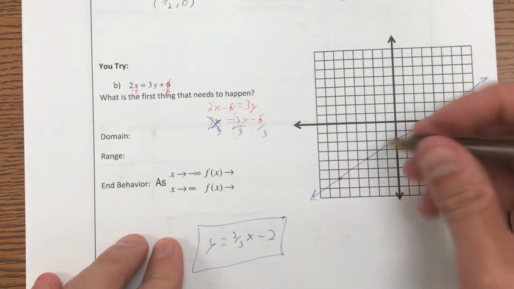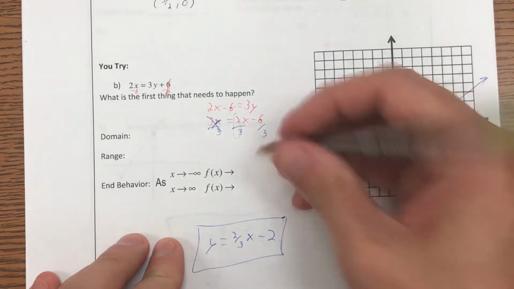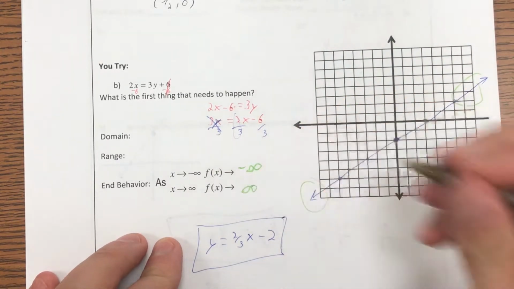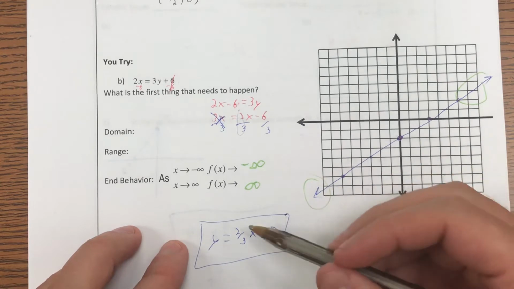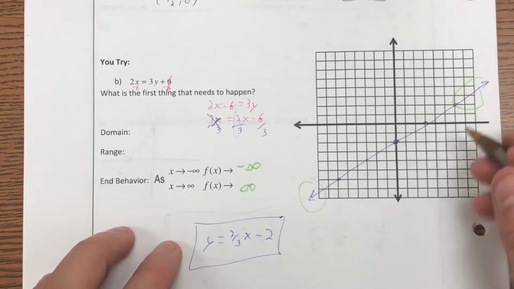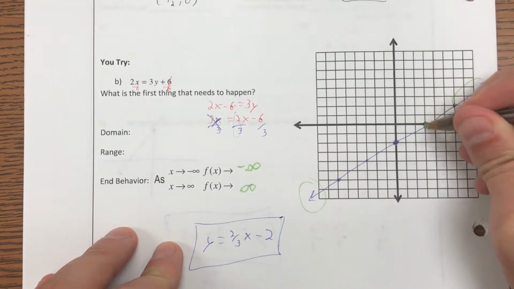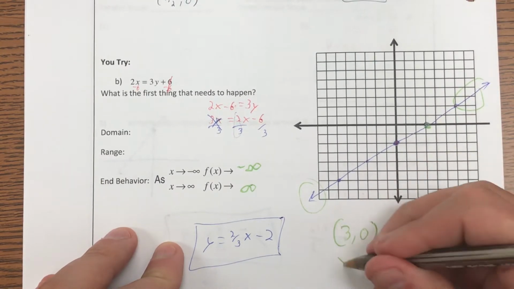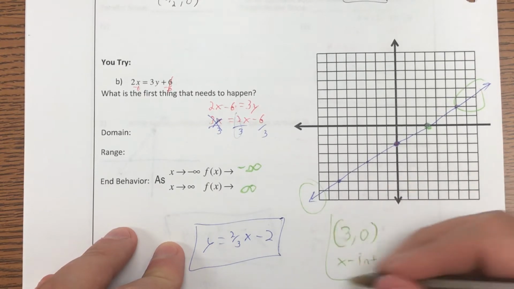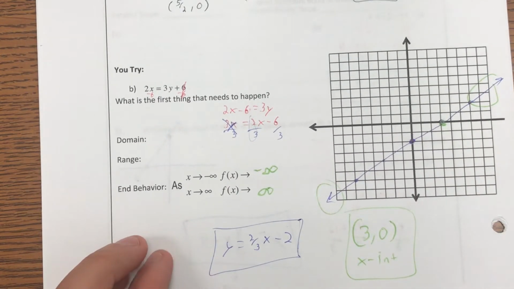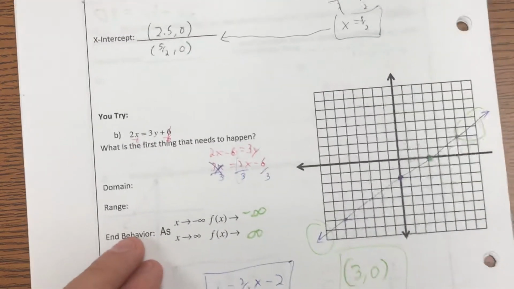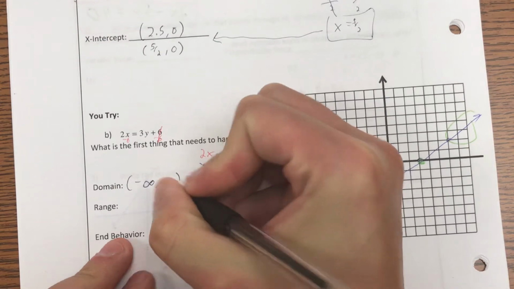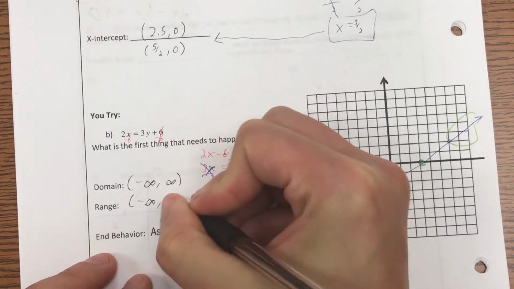Over here, this is pointing down to negative infinity. This is pointing up to positive infinity. It looks like it didn't ask for the x-intercept, but as you can see, it's right there. It was actually a dot when you used the slope for 3, 0. So the x-intercept is 3, 0. I'll just make a remark. And then the domain and range is, you guessed it, negative infinity to positive infinity.